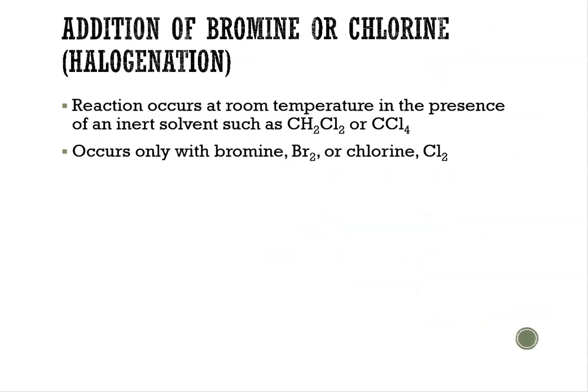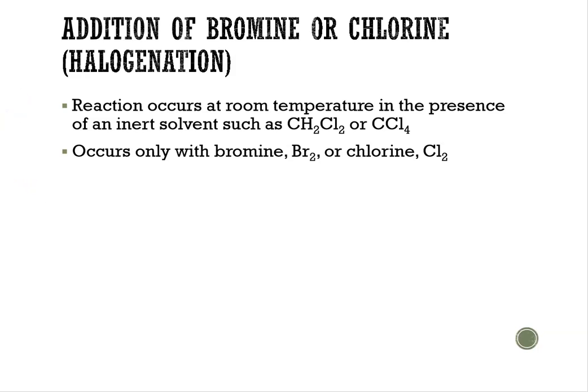Let's move on to the next reaction here, which is just plain halogenation, no hydro involved here. This reaction only occurs at room temperature in the presence of a solvent, and it will only occur with bromine and chlorine. Iodine is too big and fluorine is too electronegative for this reaction to occur. These solvents do not matter. You can use the CH2Cl2 solvent with bromine as well as with chlorine. It makes zero difference.